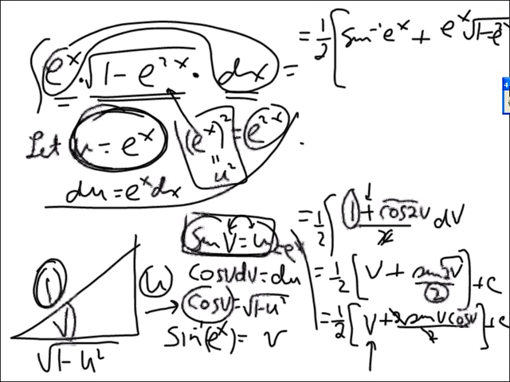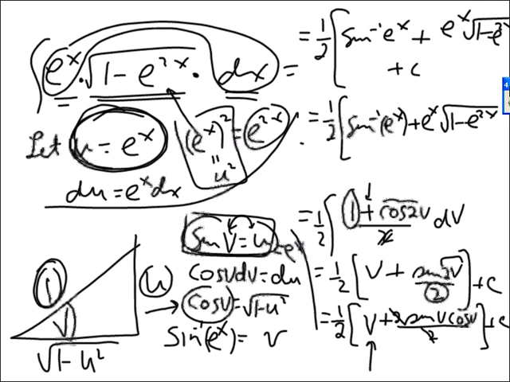Plus c. If you want to see it a bit more clearly, it's 1/2 the sine inverse of e to the x plus e to the x times the square root of 1 minus e to the 2x plus c.